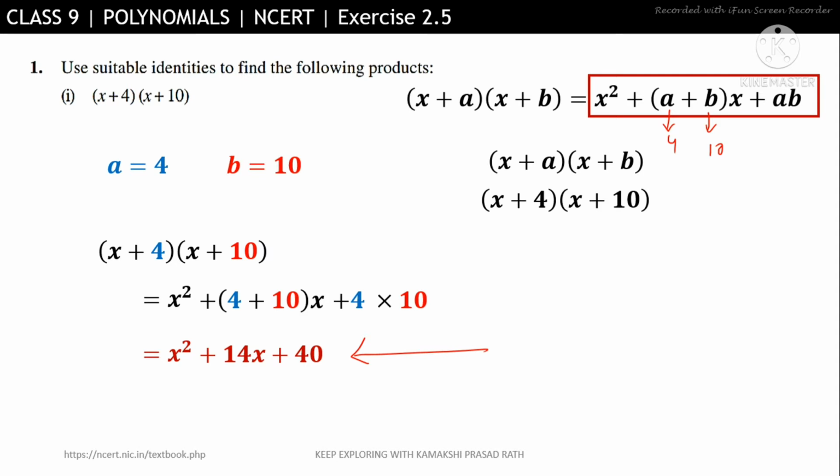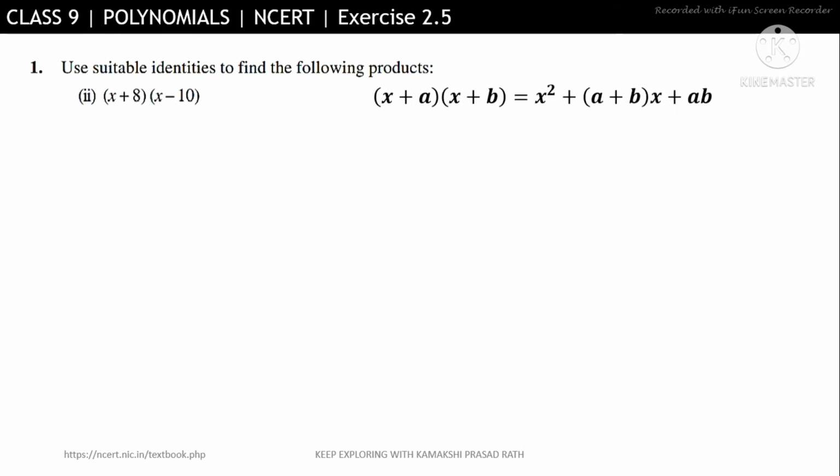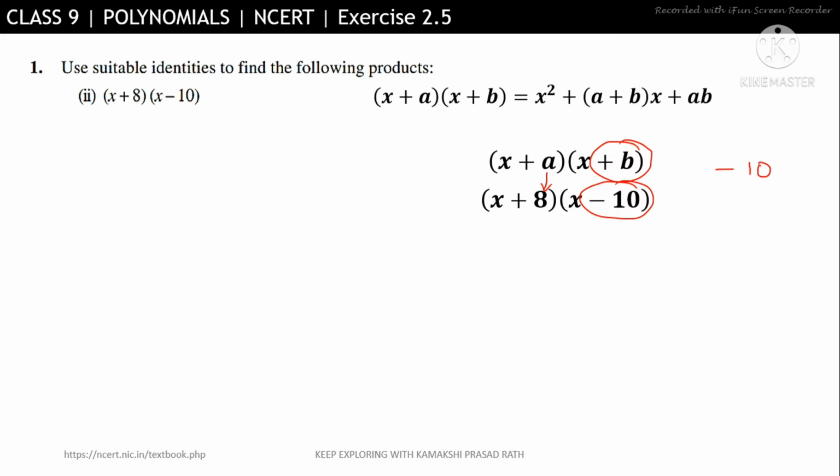Let's see another question of the same type. Now we have (x plus 8) multiplied by (x minus 10). Let's compare this to our identity. Here we can see in place of a we have 8, but in the identity we have plus b and here we have minus 10. So always think that whenever you are writing minus 10, it can be written as plus of minus 10. Subtracting 10 is nothing but adding the negative of 10. This we have learned in integers. So clearly in place of b we can use minus 10. Hence a will be 8 and b will be minus 10.